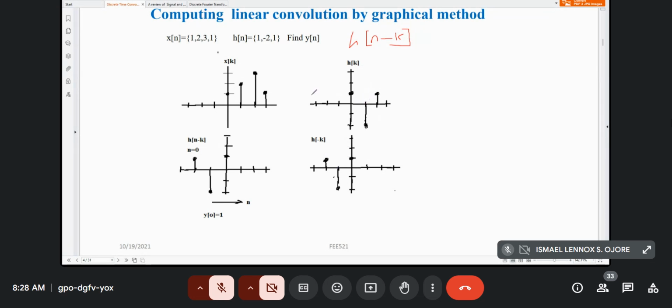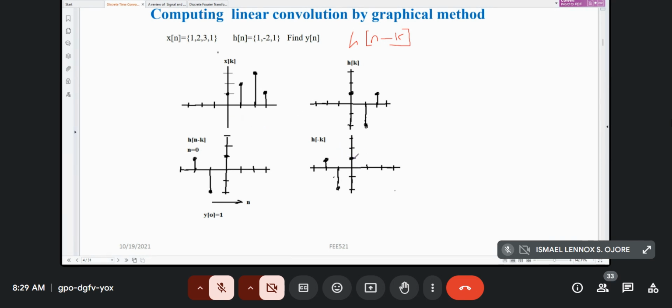So we have simply, it's just a reflection along the y-axis. So that's it. So this is your h of n minus k for n equal to 0. That's what it means, isn't it? This is h of k. So now here we start to find our y of 0, because y of n is y of 0 up to, these are how many? 7 samples. Up to y of 5. So this 7 minus 1, 6. So it is y of 0 to y of 5.